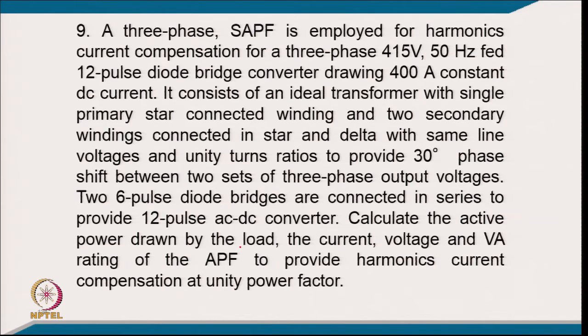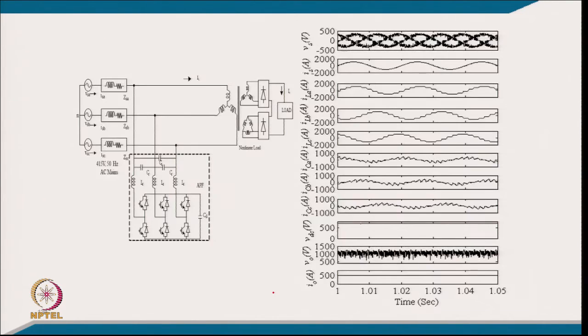Calculate the active power drawn by the load, the current, voltage and VA rating of the active power filter to provide harmonic current compensation at unity power factor. So, these are typically a load of 12 pulse thyristor converter or diode converter with the series connection, and this is the shunt active power filter for compensation of this load.